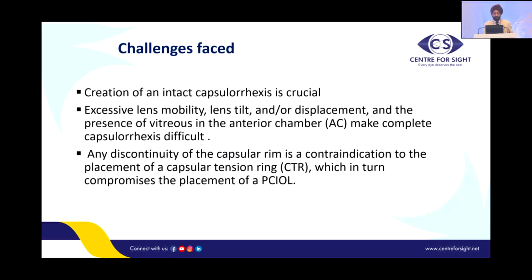Now, the challenges obviously are that if the subluxation is more, there is the problem of having an intact capsulorhexis, and that is crucial to have. There is excess lens mobility, lens tilt and displacement, and if there is vitreous in the anterior chamber, that makes doing a capsulorhexis difficult, because there isn't a traction or counter traction force. If you have a discontinuity in the capsulorhexis rim, putting in a CTR becomes a relative contraindication, because it will rip it apart and extend it, and you may lose the CTR into the vitreous.